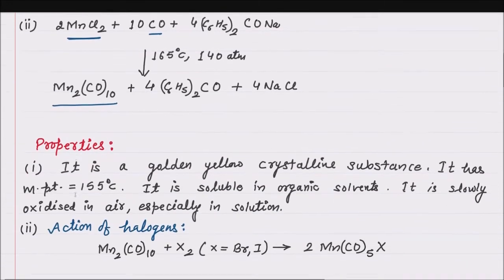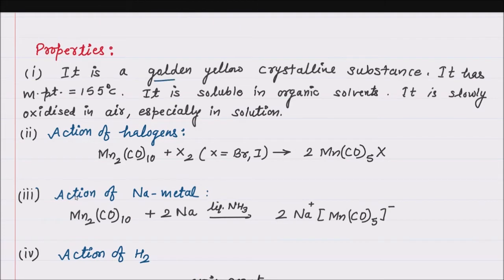Now come to properties. It is a golden yellow crystalline substance, okay, and its melting point is given to you, that is 155 degrees Celsius. Now it is soluble in organic solvents and it is slowly oxidized in air, especially in solution, right?